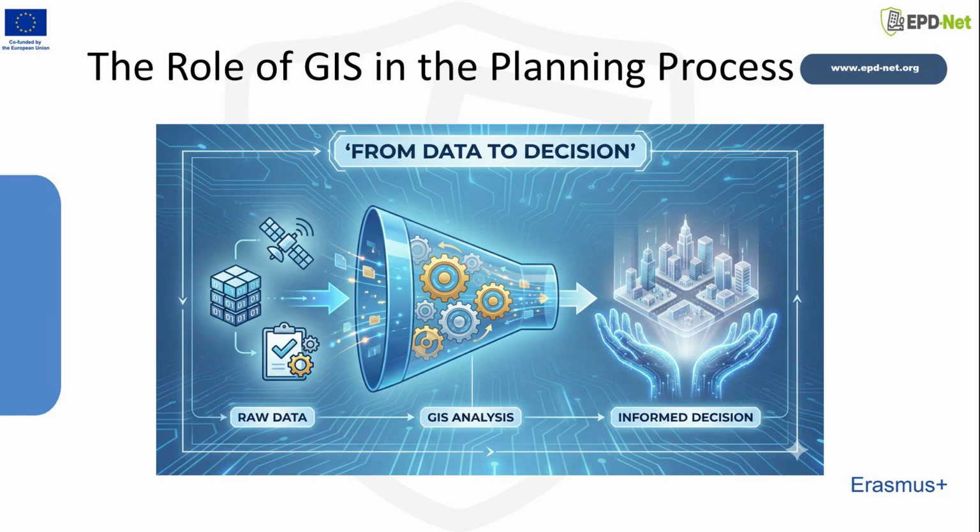In this way, GIS functions not only as a technical tool but as a core component of the planning process itself. Within the context of ecological planning, this decision support role of GIS enables the prioritization of nature-based solutions, thereby strengthening the adaptive capacity of urban and environmental systems and contributing to resilience.